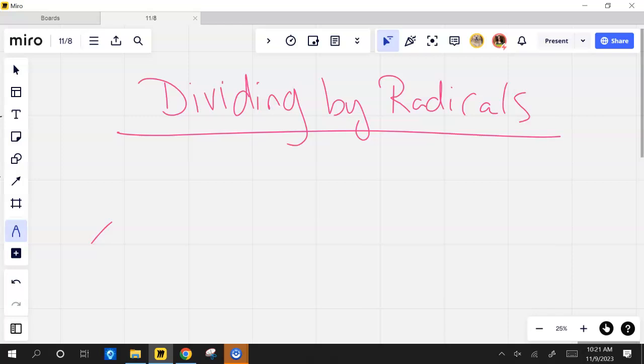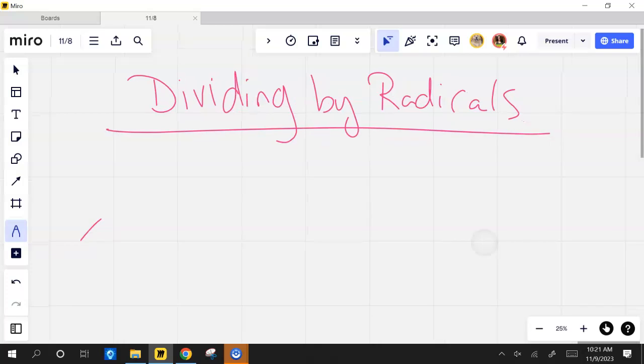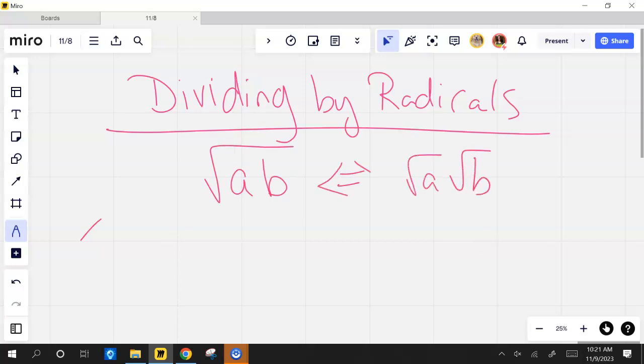Divide my radicals. Remember how we had the little property that does this? And we said we can go either way with it. And that's how we've simplified. That's how we get it broken down.